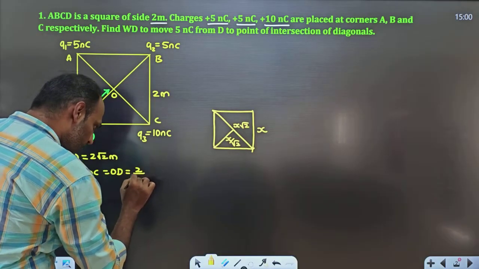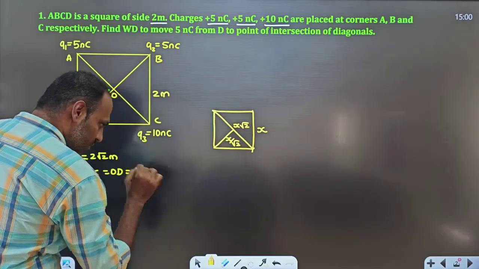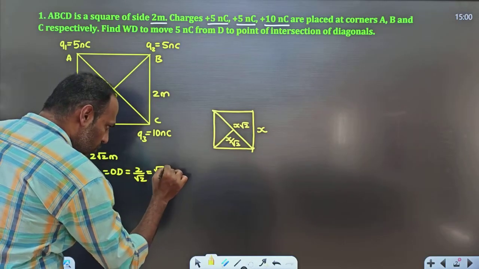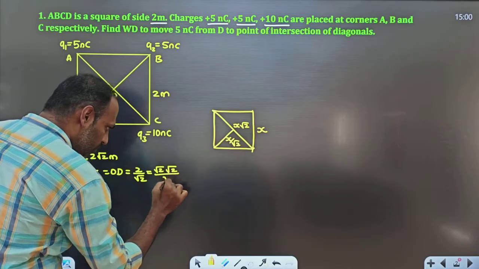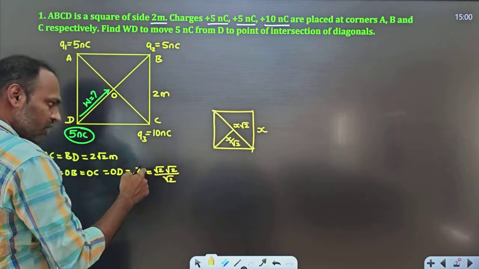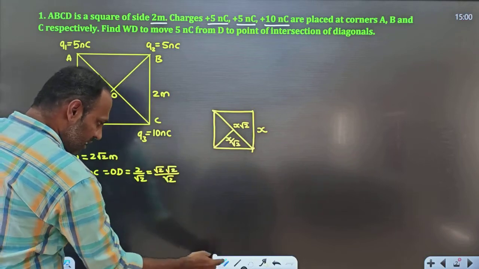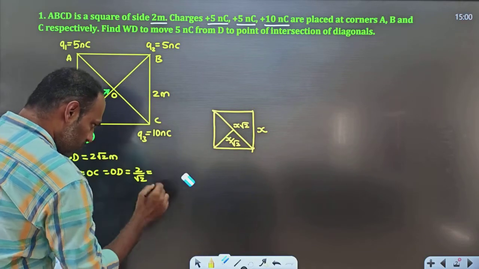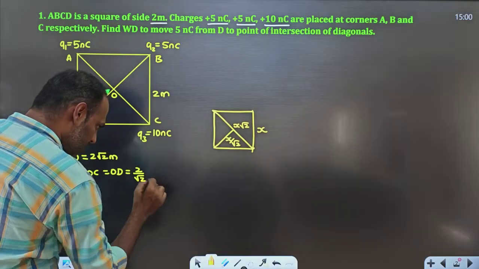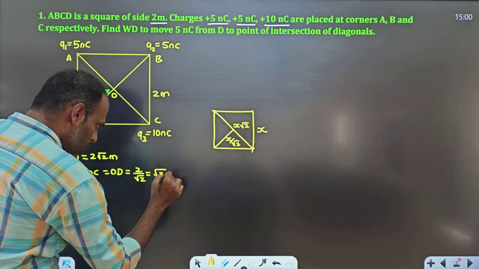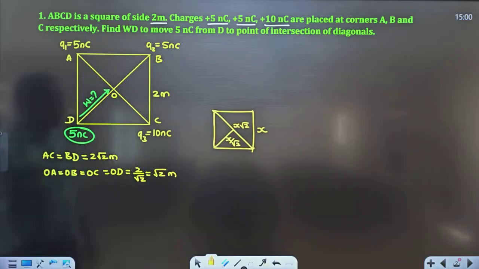2 divided by root 2 will be root 2. How? Root 2 into root 2 divided by root 2. Root 2 into root 2 is root 4. Root 4 is 2. So 2 and 2 will get cancelled. You will get root 2 as the answer. So 2 by root 2 is root 2 meters. Correct? So we got the distances.